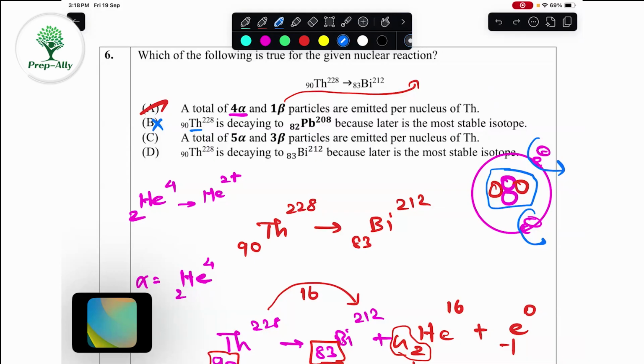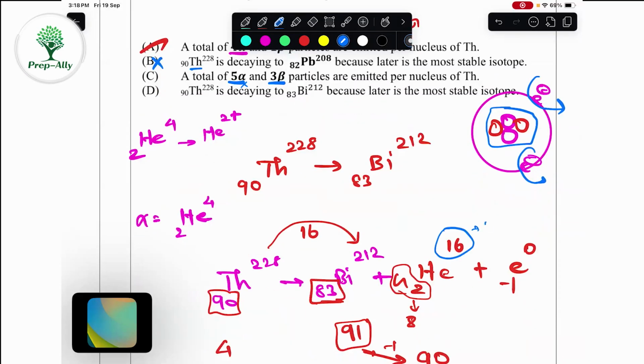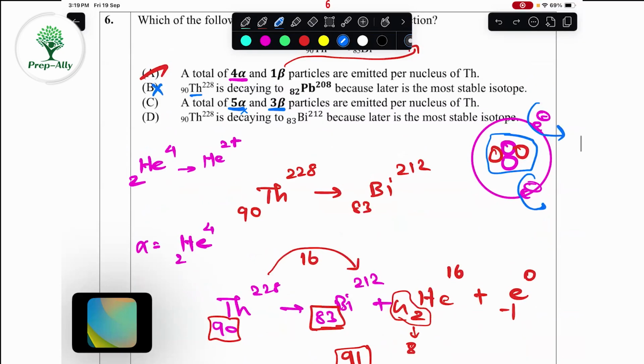Okay. And the next one, the total of 5 alpha and 3 beta, no chance. 5 alpha will give you not 16, it will give you 20. So 20 is not going to work, the balancing of these two will get disturbed, right? So it is not going to be your answer. Next, I have thorium is decaying to bismuth. This is right. But 'later' is the most stable isotope. No, the most stable isotope is lead.